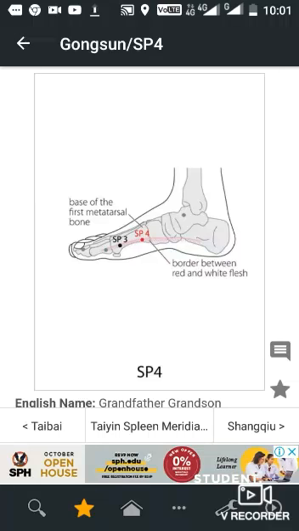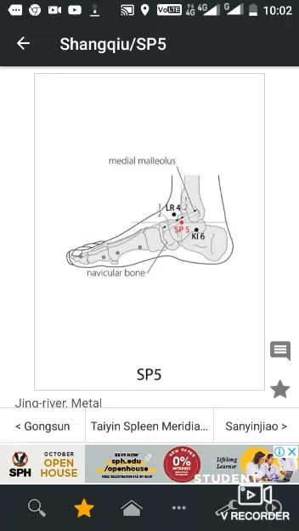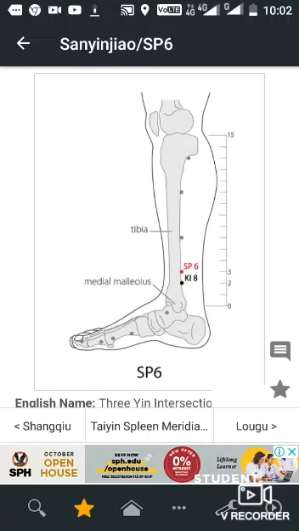Location: at the depression distal and inferior to the base of the first metatarsal bone at the junction of the red and white skin. Next, spleen 5. In the depression distal and inferior to the medial malleolus. Next, spleen 6.